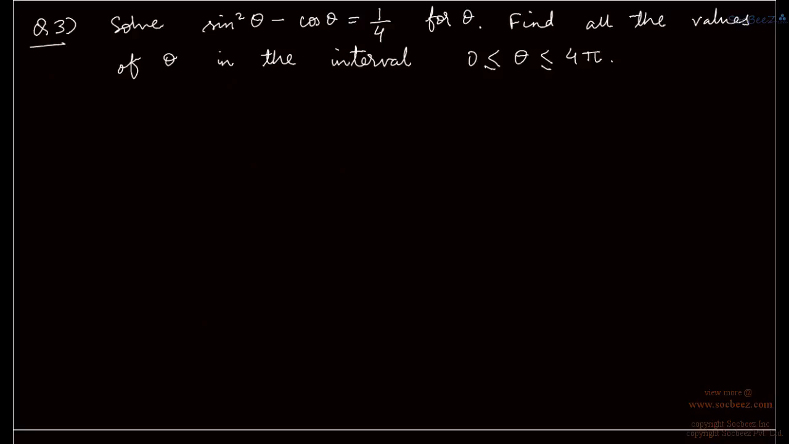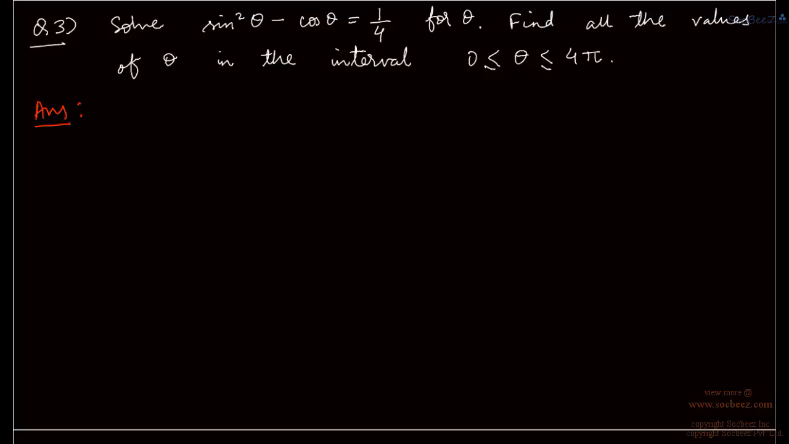Solve sin squared theta minus cos theta equal to 1 by 4 for theta. Find all the values of theta in the interval 0 less than theta less than 4 pi. Okay, do note that it's not 2 pi here, it's 4 pi. So whatever we get in 2 pi, we just add 2 pi to that, and we'll get the solutions in the next interval, 2 pi to 4 pi. Right?